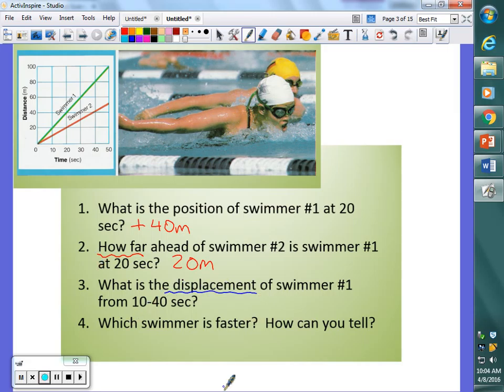We said displacement tells us how far we are from where we started. Right? Now, in this case, it's asking you displacement not for the race, but for a certain period of time. Right? So, from 10 seconds to 40 seconds. So swimmer number 1 was right here at 10 seconds, and right here at 40 seconds. So how far away are they from where they started, at least during that interval?